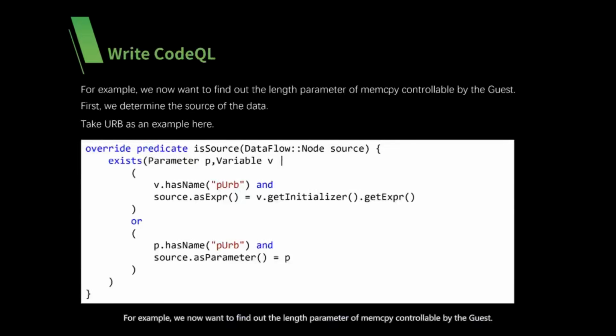For example, we now want to find out whether the length parameter of memcpy is controllable by the guest. First, we determine the source of the data, and the picture shows URB as an example here. PURB contains a user-controllable length, so we find functions that use PURB.